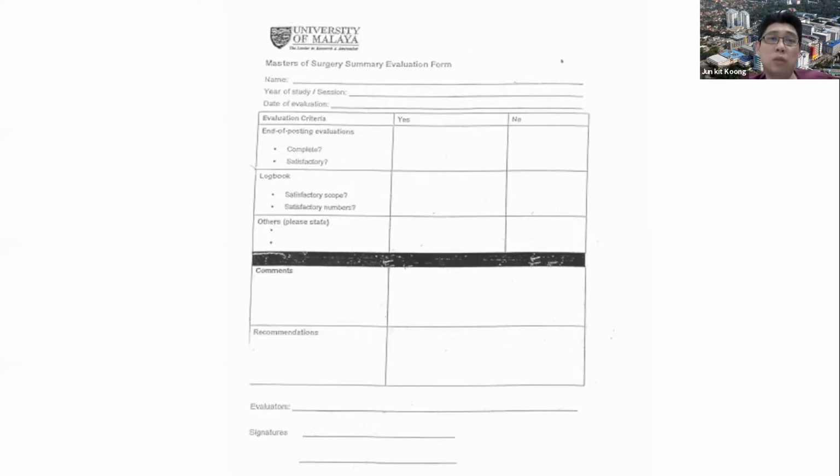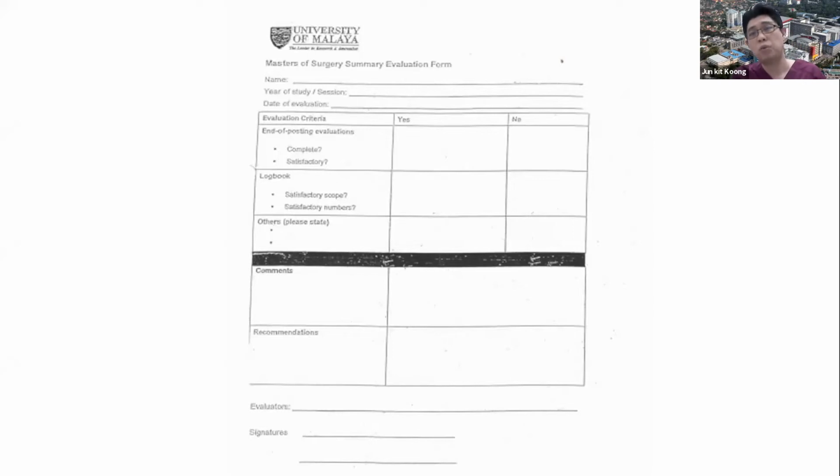Okay, so you will need to have completed all your end-posting evaluations, and they need to be satisfactory. The scope of your logbook and the number of cases need to be satisfactory, and the numbers also need to be satisfactory. Again, I will come to it later. In terms of others, usually we look at whether there are any comments, any particular concerns that the trainers have on you. Okay, and based on all of these things, we also look at the case write-ups as well as the CPD portfolio. Now, in the comments, we will write either satisfactorily completed, and the recommendation is to proceed with training or to proceed for exams. Okay, recommend to proceed for exam.